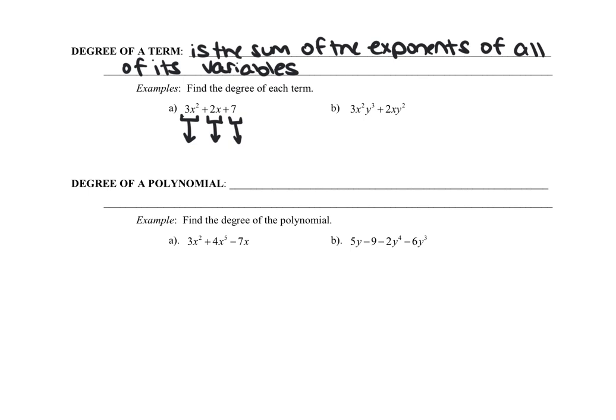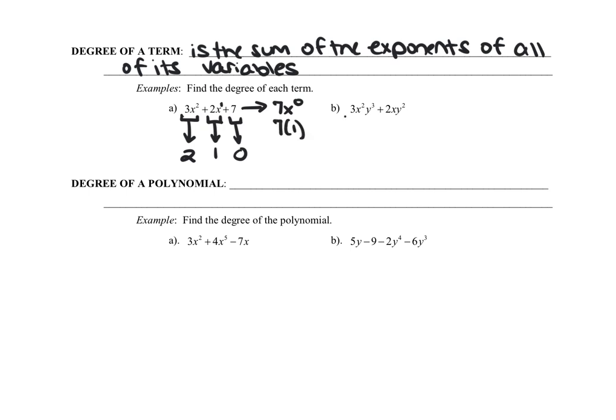So the first term, 3x squared, the variable is x, and the exponent is 2. So that has a degree of 2. The second term, 2x, has an understood exponent of 1, so the degree is 1. And the last term doesn't have a variable, so that is actually going to be degree 0. And we could see that by writing that as 7x to the 0. Remember, x to the 0 is just 1.